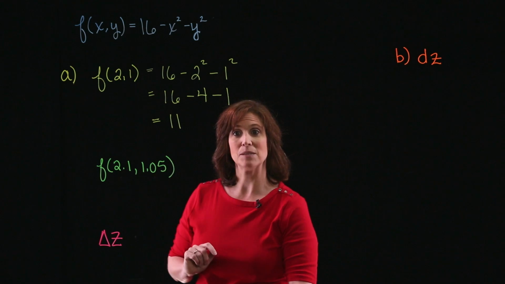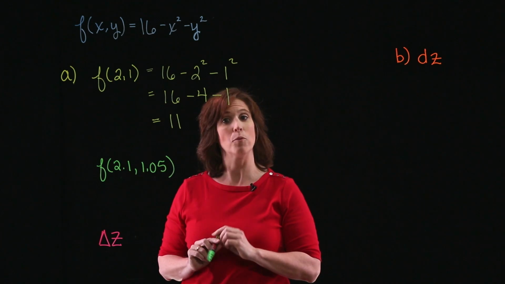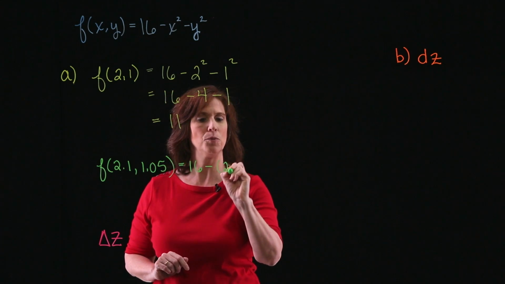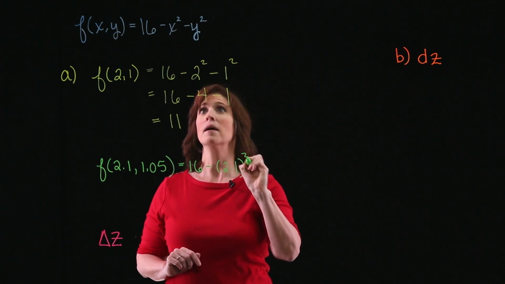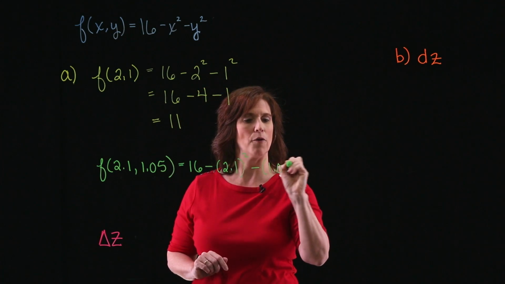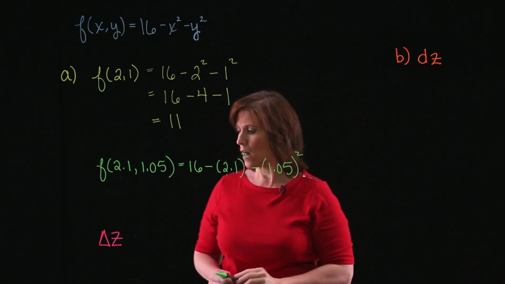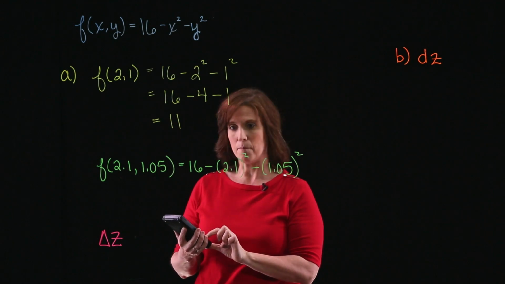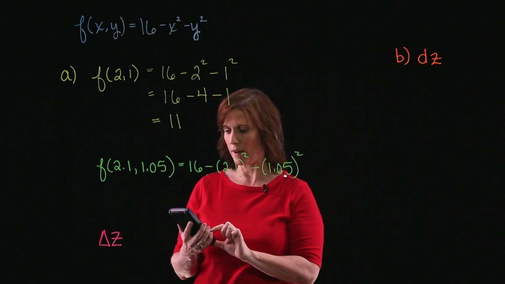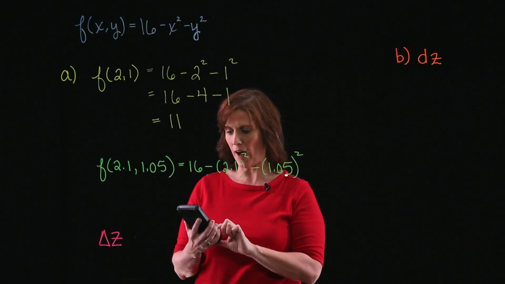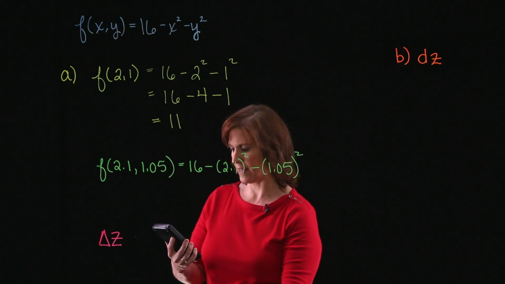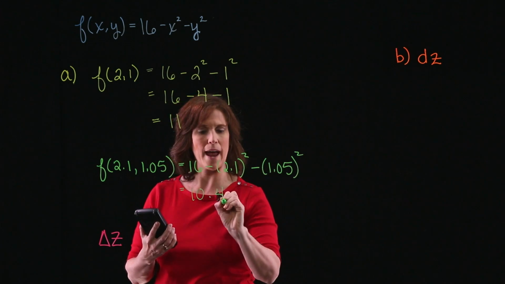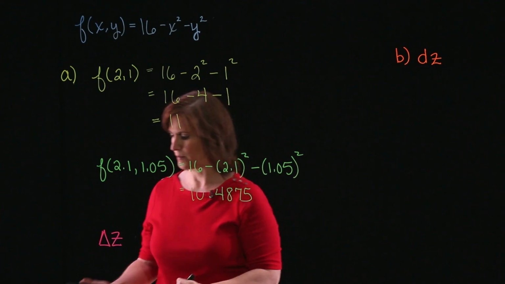Okay. The next part asks me to evaluate the function at 2.1 and 1.05. So this is going to be 16 minus 2.1 squared minus 1.05 squared. All right, I think I'm going to use my calculator to help me with this one. So I've got 16 minus 2.1 squared minus 1.05 squared, and that's going to give me 10.4875.